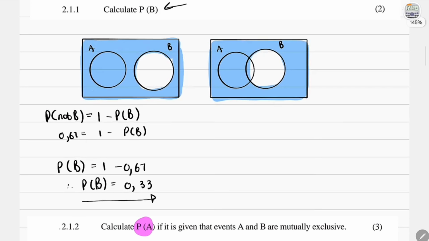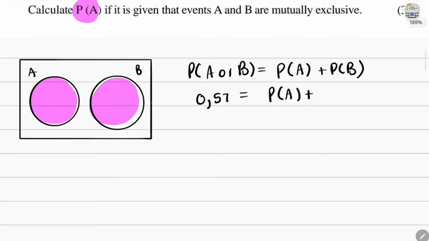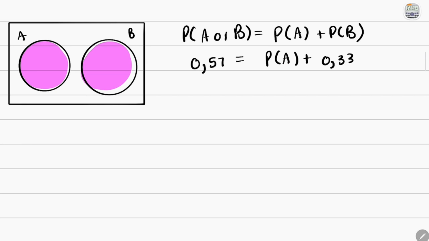Now we can actually use this, because do you see that regardless of what this was, the probability of not B would be calculated the same way, in the case of mutually exclusive and if they were not mutually exclusive. So we're just going to say that is 0.33, and now we can finally find the probability of A. So the probability of A is equal to, and we're just going to transpose that, 0.57 minus 0.33.